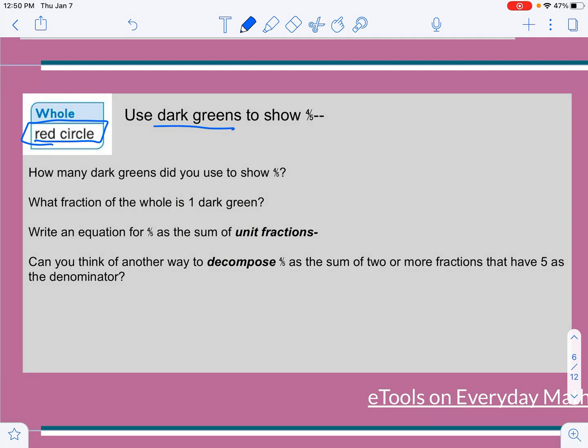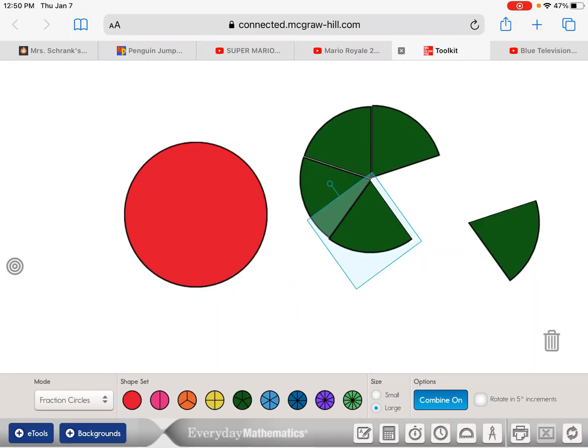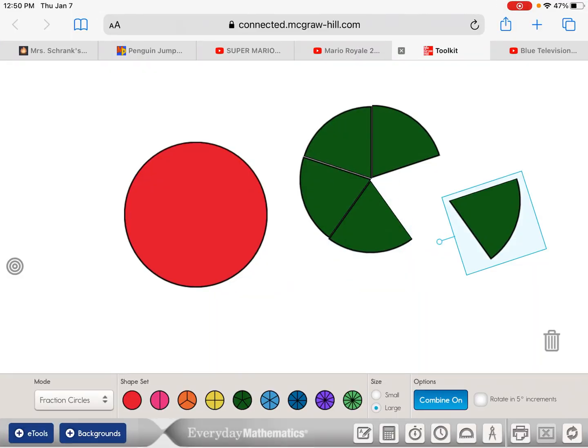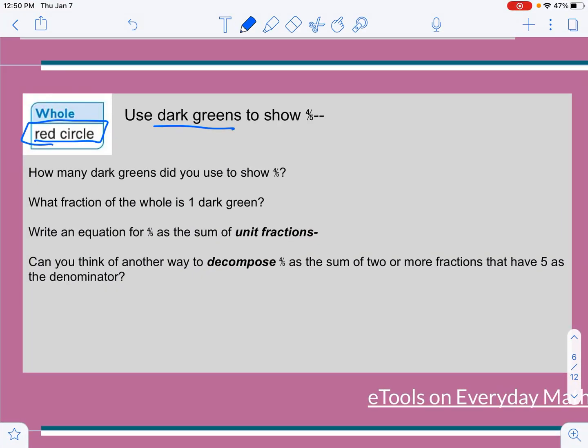See what the problem says? Write an equation. Oh, what fraction of the whole is 1 dark green? So when we're looking at 1 dark green, we can say it's 1 out of 5 pieces, so that is equal to 1/5. 1/5 is 1 dark green. How many dark greens do we need for 4/5?